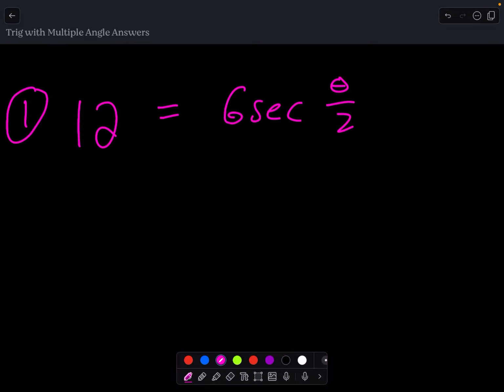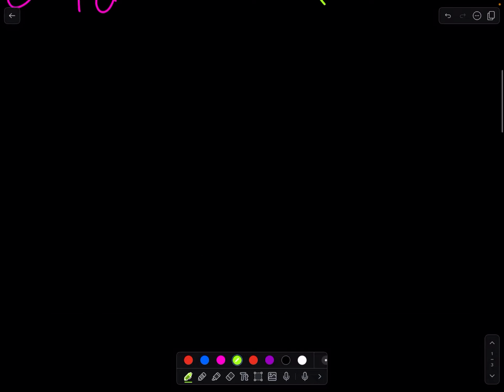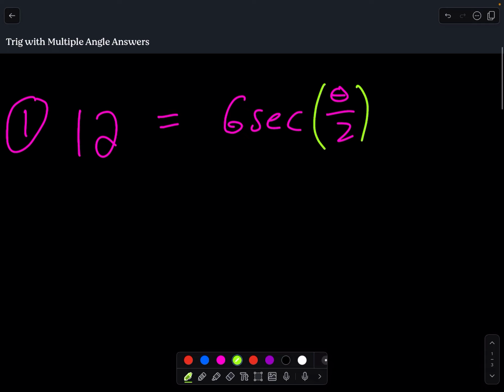Let's solve trig equations where there's going to be multiple answers. The examples I'm going to show you today, I'll have a theta over 2 as well as a 2 theta, but there could be an example that you have to solve maybe where there's 4 theta or something like that. So we're going to have multiple answers. I'm going to walk you through the steps. It's going to be great. All right, let's do it.